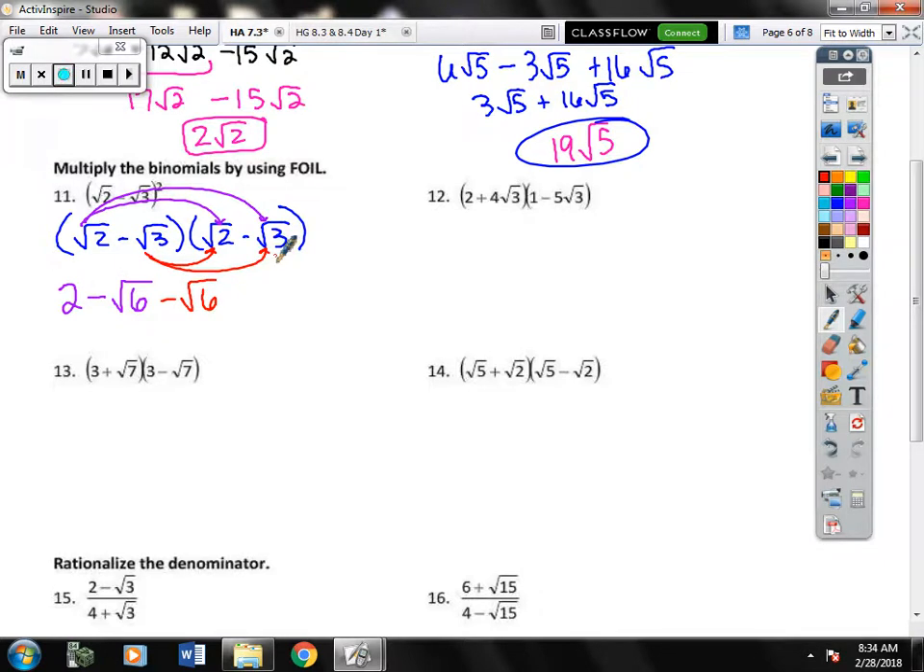And 2 negatives make me a positive. Square root of 3 times the square root of 3 would be the square root of 9, which then comes back down to be just 3. Now we can combine our like terms. So 2 plus 3 is 5. And this is a negative 1 square root of 6 minus 1 square root of 6, which would be minus 2 root 6. If you were to put negative 2 root 6 plus 5, that is the same answer. Doesn't matter which way you write it.